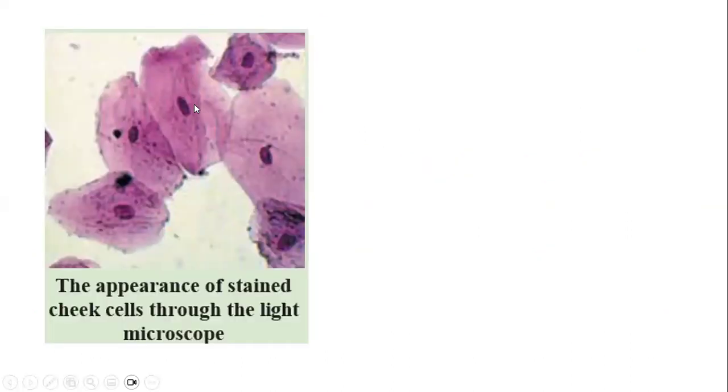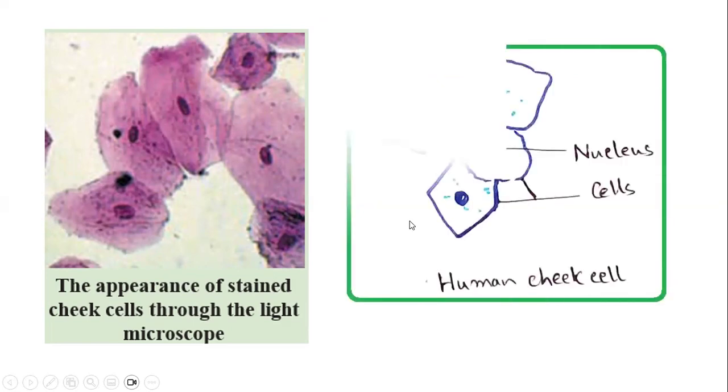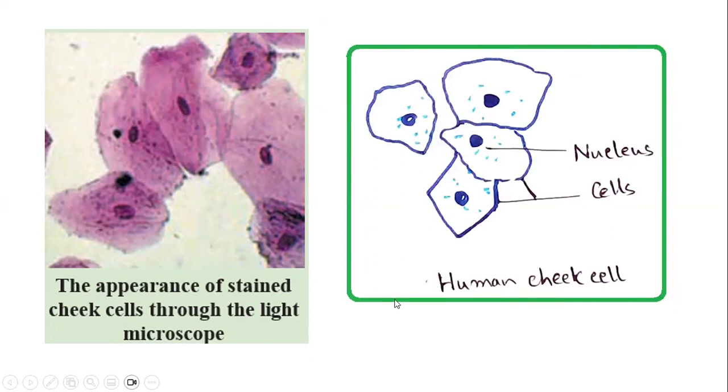And we can observe cheek cells like this. The black colored structure is the nucleus, and the purple colored cytoplasm and plasma membrane we can observe. Human cheek cells.